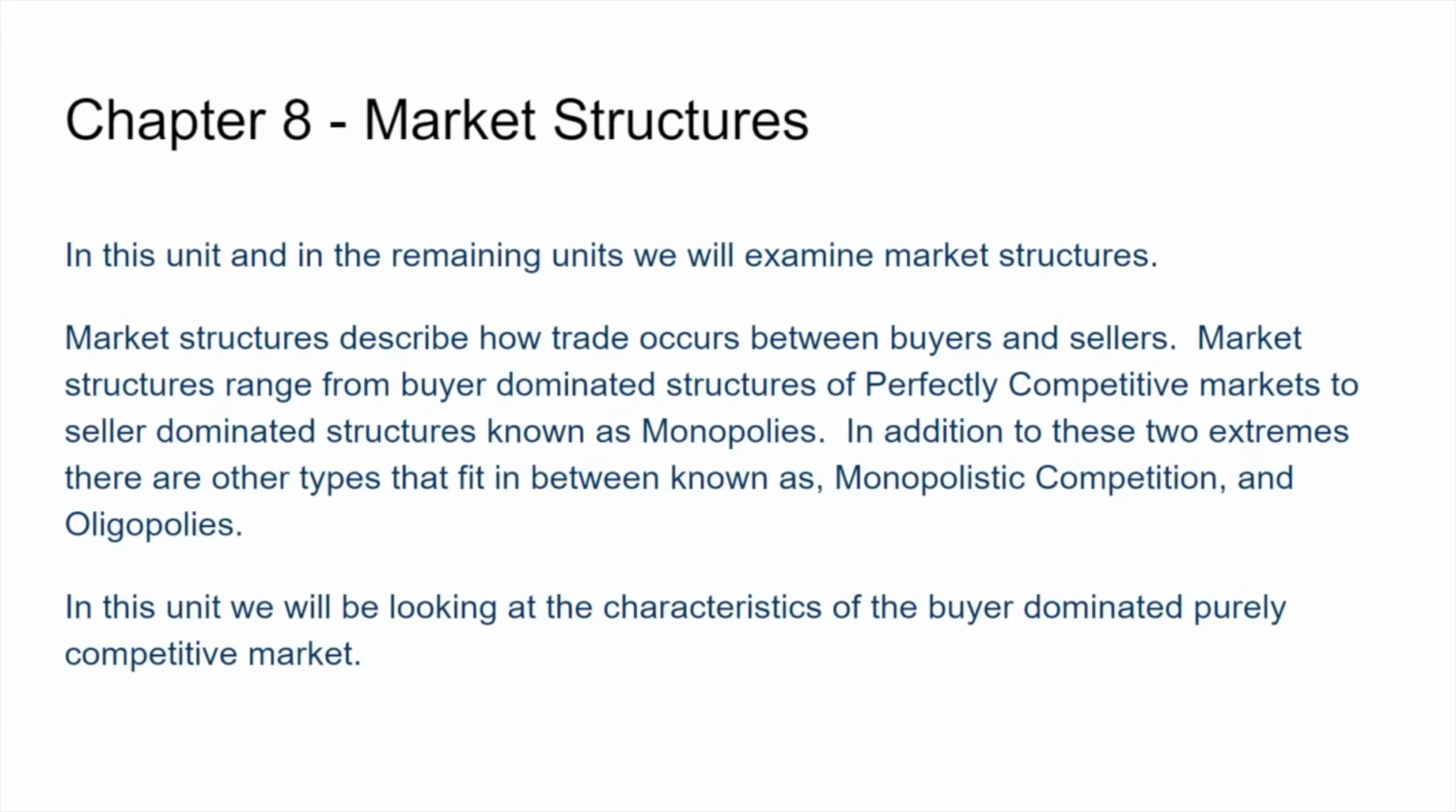So market structures are how trade occurs between buyers and sellers. What is this interaction between buyer and seller? And as I say, they range from buyer-dominated structures. Perfectly competitive markets are what are called buyer-dominated. What we mean by that is the buyer actually calls the shots on how much they're willing to pay for something. So the buyer has absolute control in a perfectly competitive environment.